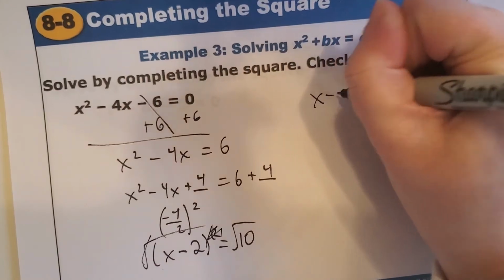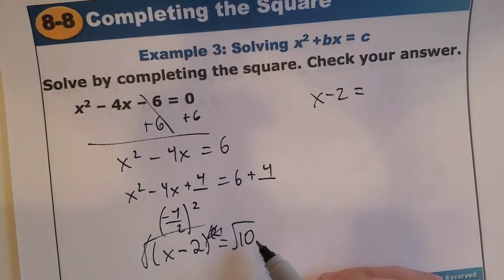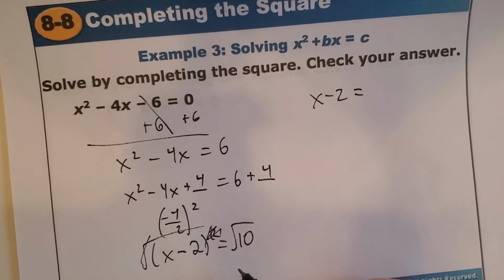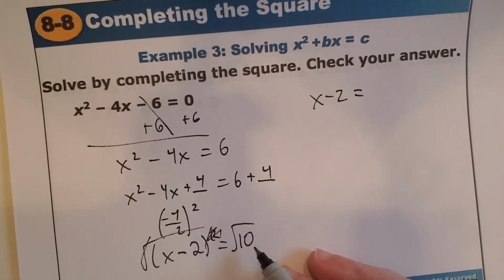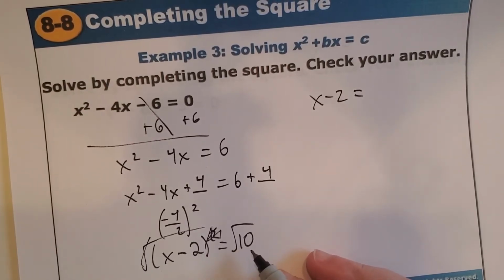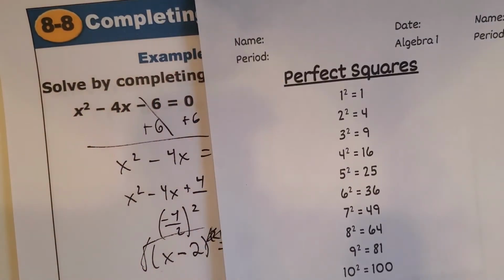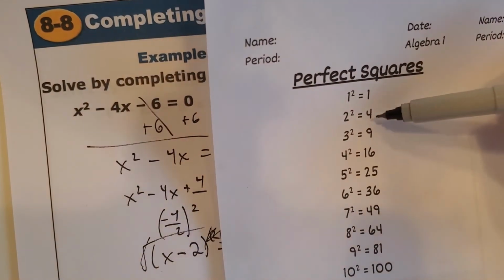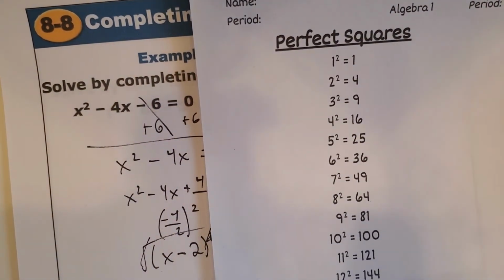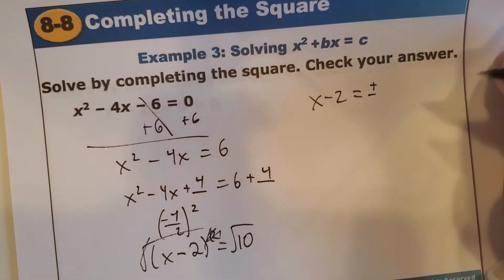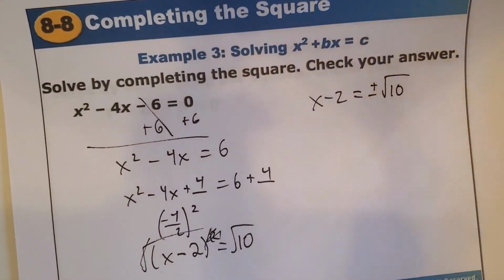Cancels out. x minus 2 equals, now 10 is not a perfect square. Is it possible to simplify the square root of 10 though? It's not. There's no factors of 10 that are a perfect square. The only ones that we would be able to deal with are 9, 4, and 1, and dividing 10 by 1 doesn't change anything. So we still want that plus minus, but we're going to leave it as the square root of 10.